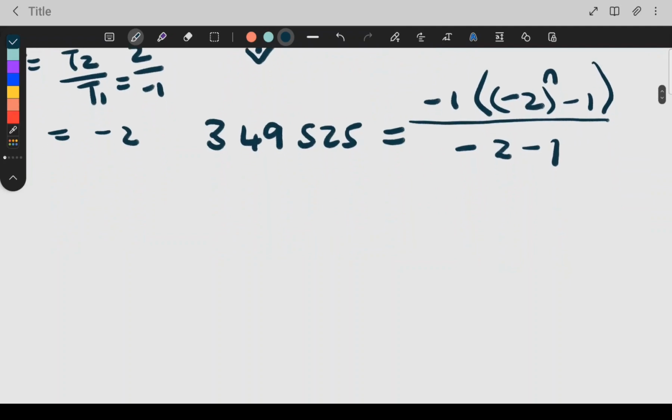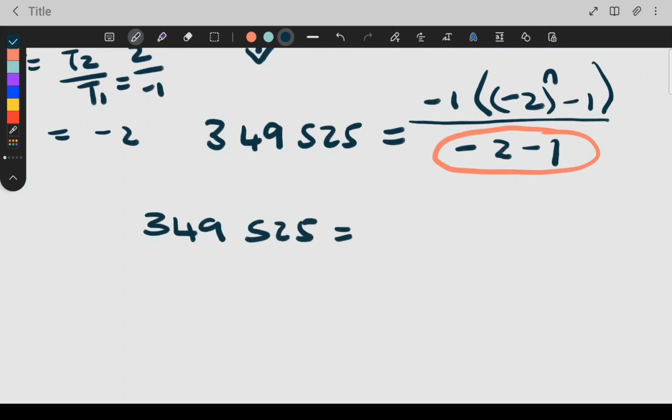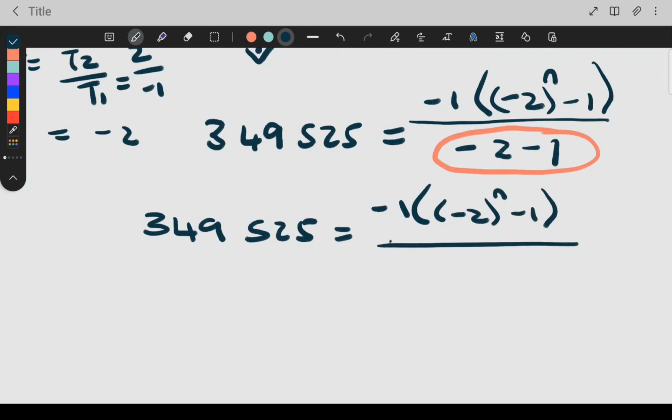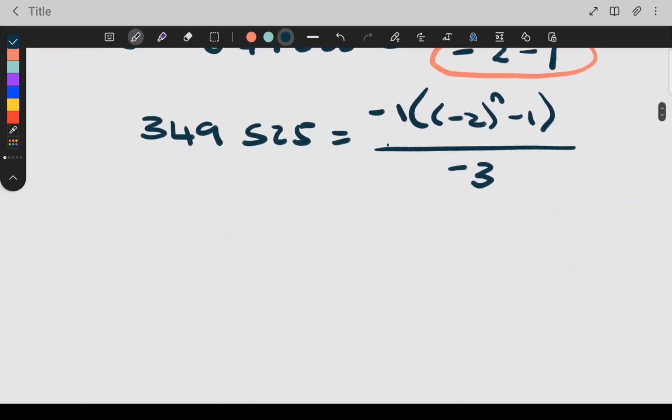Here's the algebra part. The first thing I want you to do here is simplify this bottom part. So simplify the denominator. Everything else, you can just leave it as it is. So 349,525 stays here. The -1, the -2 to the n minus 1 stays there. But now the denominator becomes -3. So that's the first thing you do, simplify the denominator.